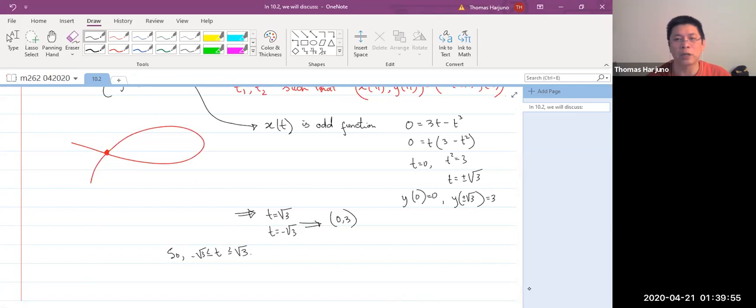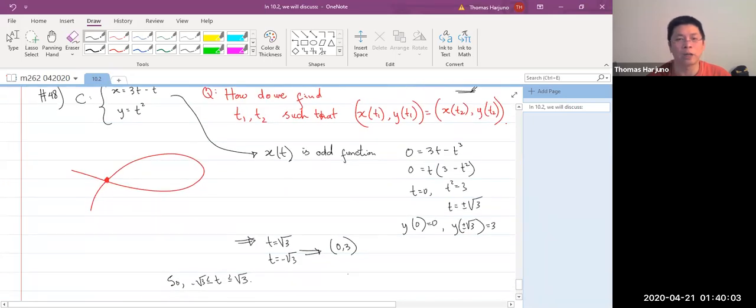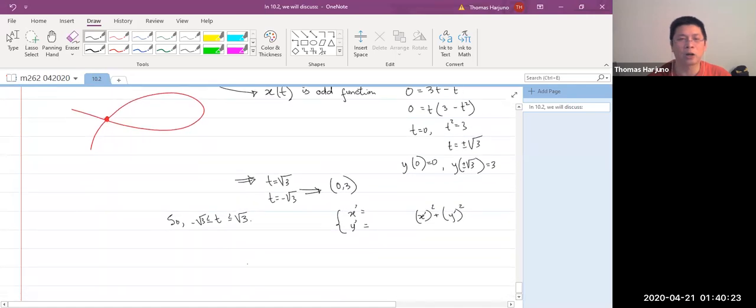What I want you to do is I give you 5 minutes to do the setup for x prime and y prime. Find x prime and y prime, and then from there you get x prime squared plus y prime squared. If possible, simplify that. Your arc length, which is the perimeter of the loop, will be the integral from negative radical 3 to radical 3 of the square root of whatever you have here, dt. Now let me give you 5 minutes to execute it. Again, this is number 48.